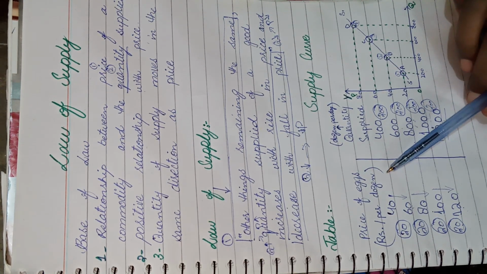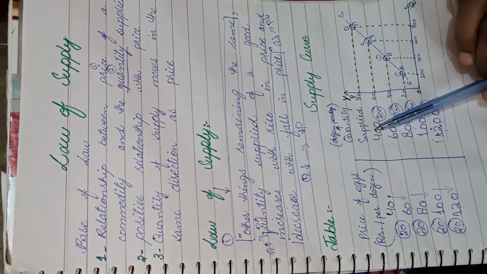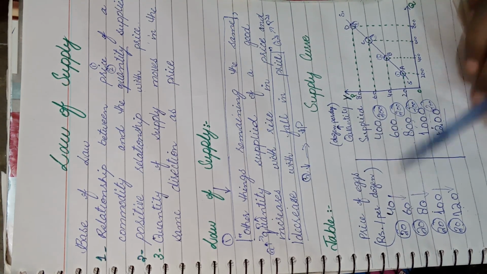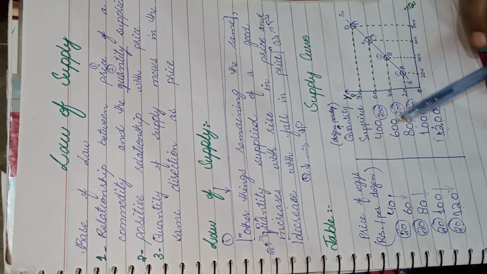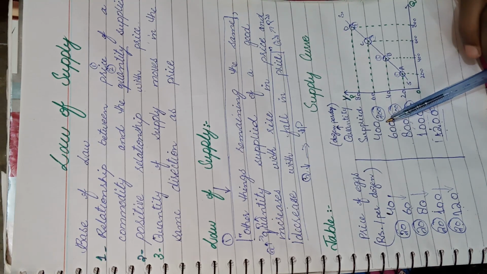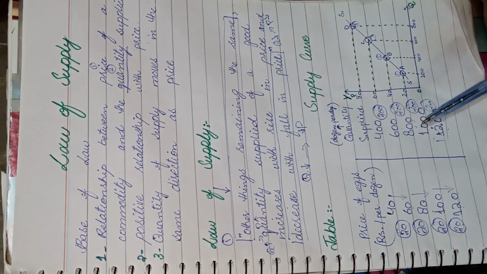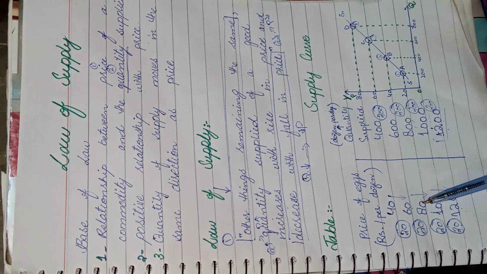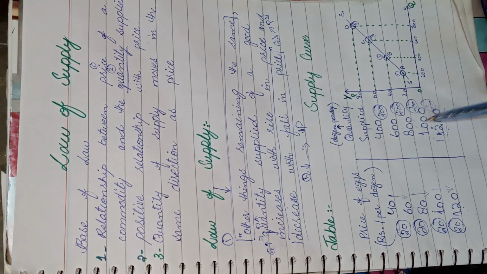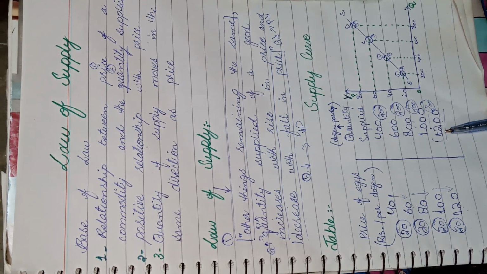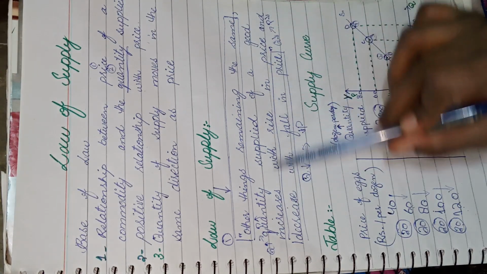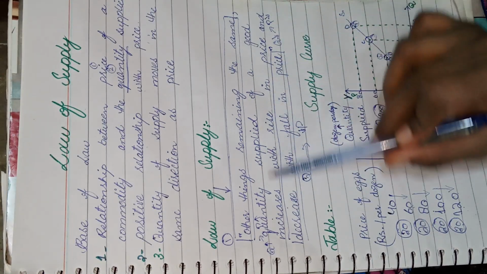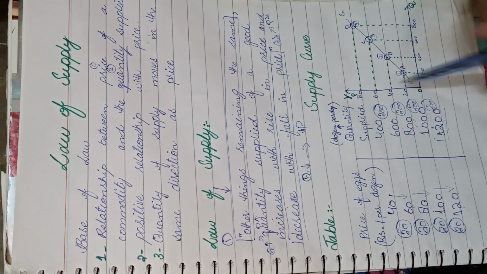Now, see the corresponding values. When price is 40, quantity supplied is 400. When price increases, quantity supplied also increases by 200 units: 600, then 800 corresponding to the price of 80, 1000 with the price of 100, and 1200 with the price of 120. Now you can clearly understand these two cases within the same table.